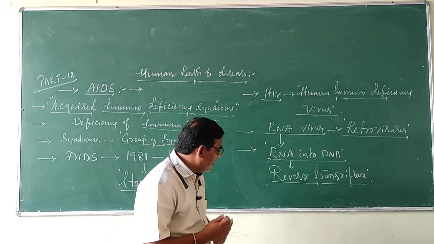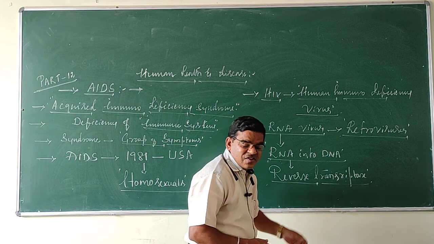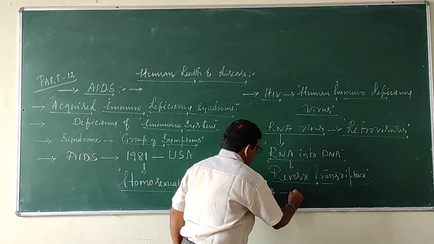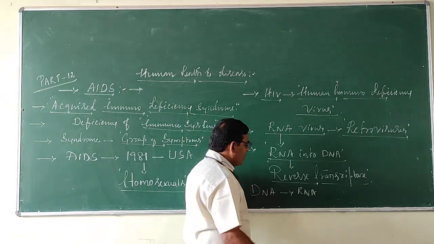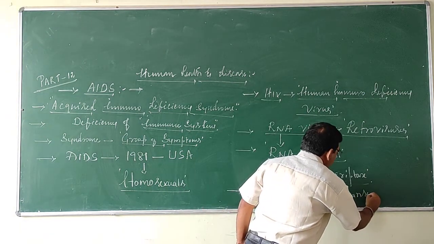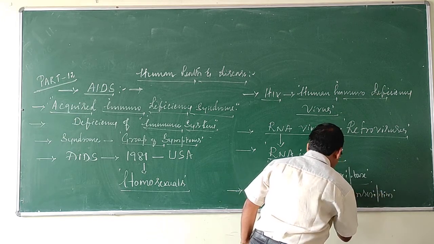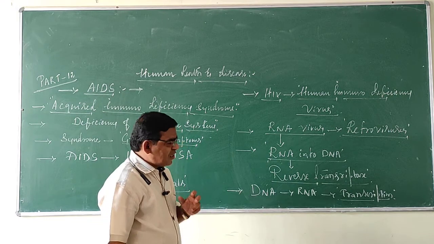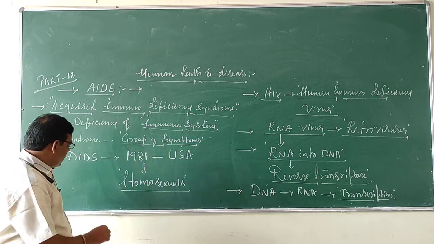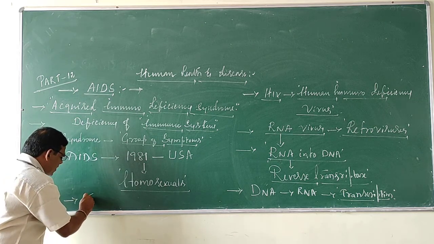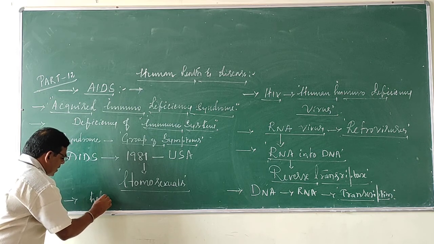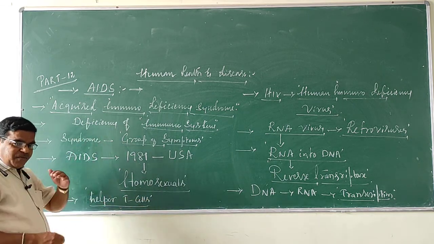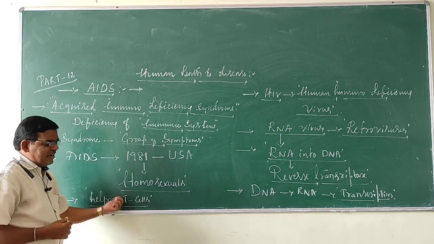This RNA synthesizes DNA in the presence of a viral enzyme called reverse transcriptase. Normally or generally, DNA synthesizes RNA. This process is called transcription. And this HIV virus specifically attacks helper T cells, the T lymphocytes.